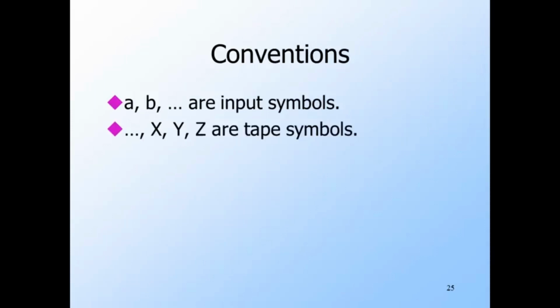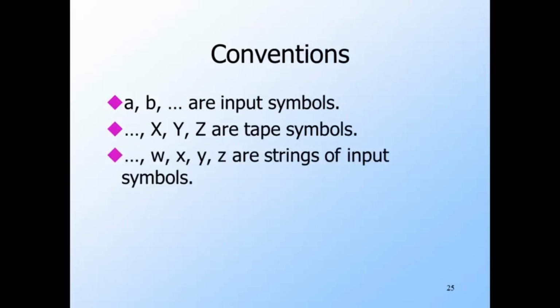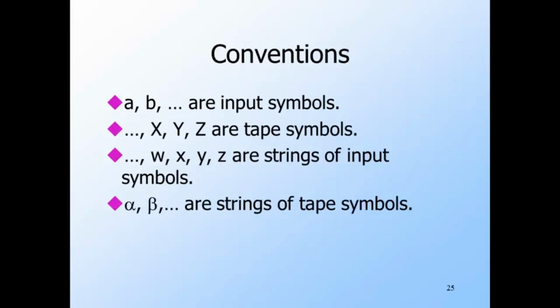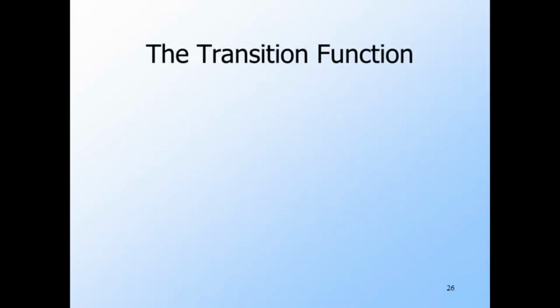And there are several conventions about letters we shall use. They are consistent with our earlier conventions for finite and pushdown automata. Lowercase letters at the beginning of the alphabet are still symbols of the input alphabet. Now, capital letters at the end of the alphabet are tape symbols, which might or might not be input symbols. Lowercase letters at the end of the alphabet are strings of input symbols. Again, that's as usual. And Greek letters at the beginning of the alphabet are strings of tape symbols, which again may include some input symbols. Now let's see the transition function delta for a Turing machine.